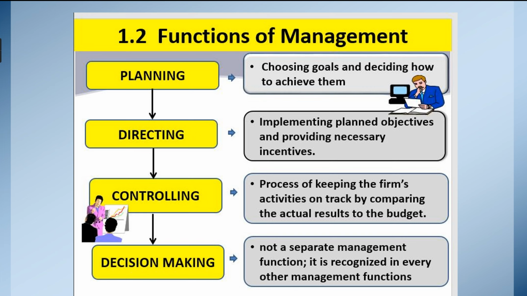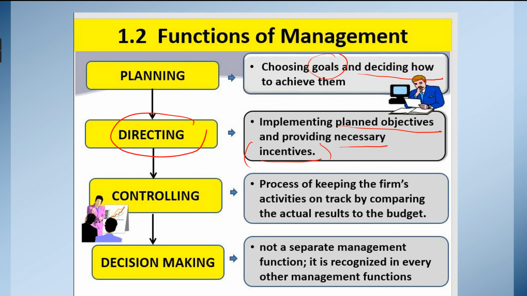Okay, so bila kita plan, we choose the goals, and then we decide how. Itu perancangan lah. Contoh macam kita nak main bola kan. Okay, so kita ada strategi nak susun kita punya team macam mana. Okay, so bila kita dah susun, kita akan suruh lah, okay, A duduk dekat sini, B duduk dekat sini. That is actually directing. Okay, so you will implement all your plan objectives and provide necessary incentives. So kita kena beri sesuatu insentif so that kita punya directions tu akan dapat dilaksanakan dengan baik.